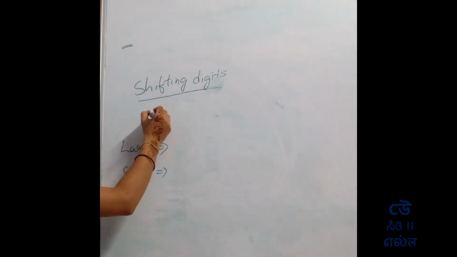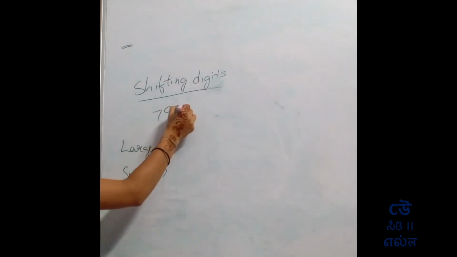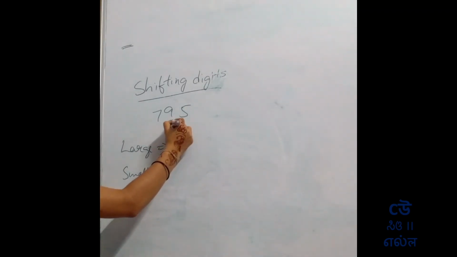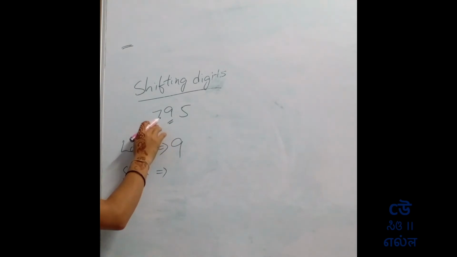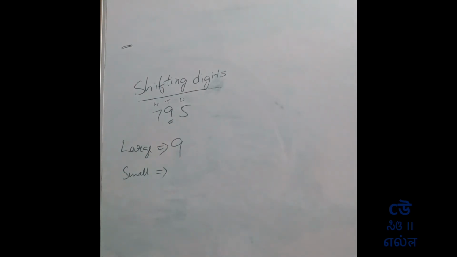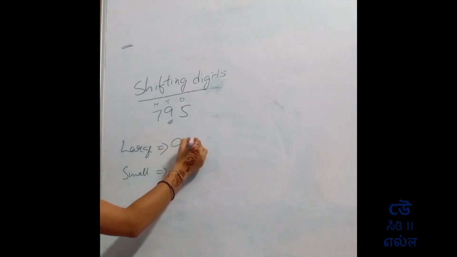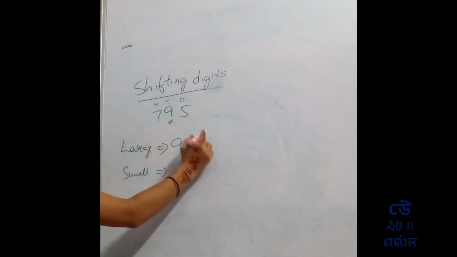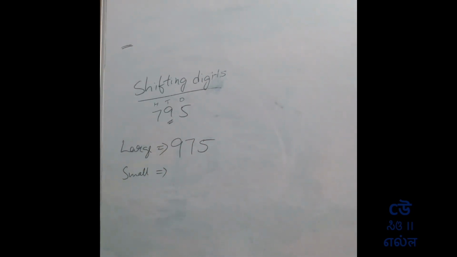That is, for example, we'll take 795. There are 3 numbers. Okay, in this we have to shift the numbers and find the large number. So, which is the biggest number among 7, 9, 5? 9 is the biggest number, so we'll write that as first, so 9 is going to 100's place. Then which is the bigger number in these two? 7 is the bigger number, so 7 is going to 10's place. Then the remaining is 5, so this will be the larger number.